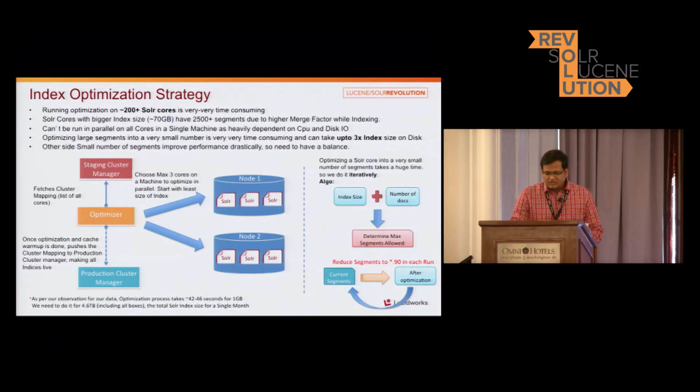Another thing is, from the 2500 segments, how should we bring it down to 25? Rather than doing it in one shot, we do it iteratively. From 2500 it comes to 2200, from 2200 to 1800, something like this. Whenever we reduce the number of segments, we reduce by 90%, that's 0.9. From 2200 it becomes 1800, and in one shot we reduce by only that number, and it keeps changing. We have multiple Solr cores that have 2500 segments.